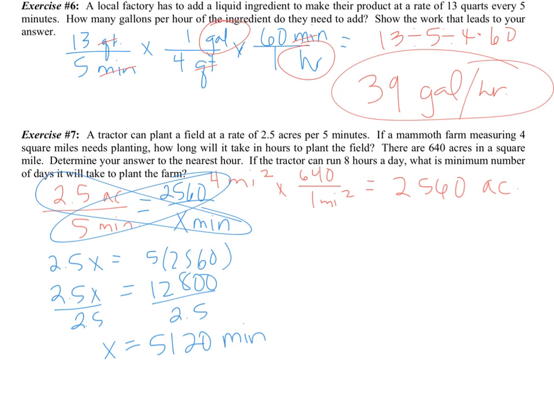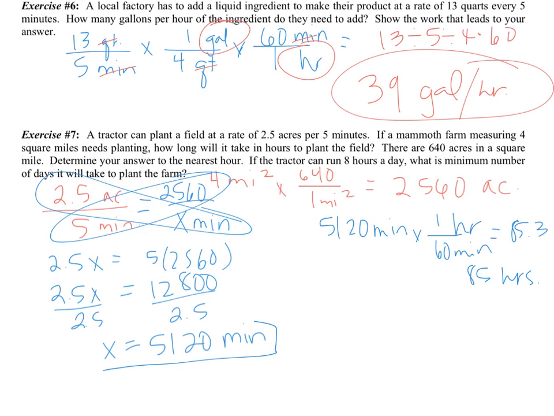But now we know that the tractor can run 8 hours a day, so we need to know how many hours it will take to do this. So there are 5,120 minutes, and we need to transfer this to hours. So in 1 hour, there are 60 minutes. So the same thing as 5,120 divided by 60, which is 85.3. We're going to round that to 85 hours is how long that it's going to take. So we know that 5,120 minutes is the same thing as approximately 85 hours.